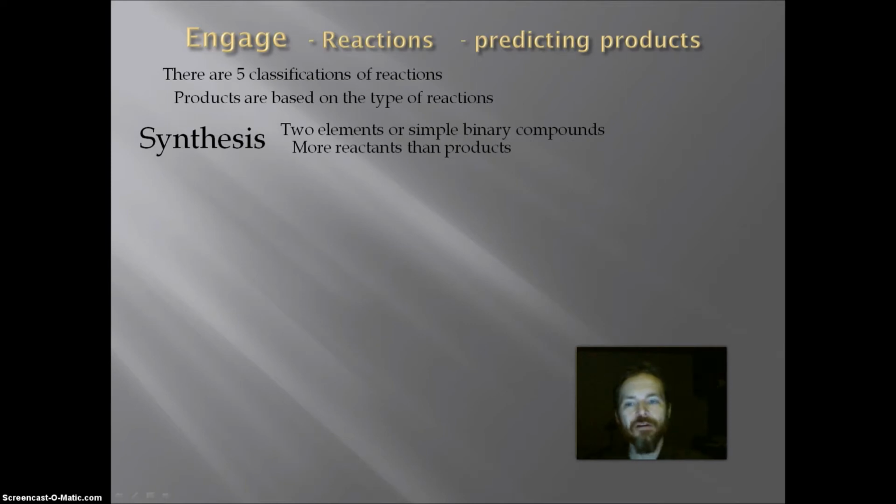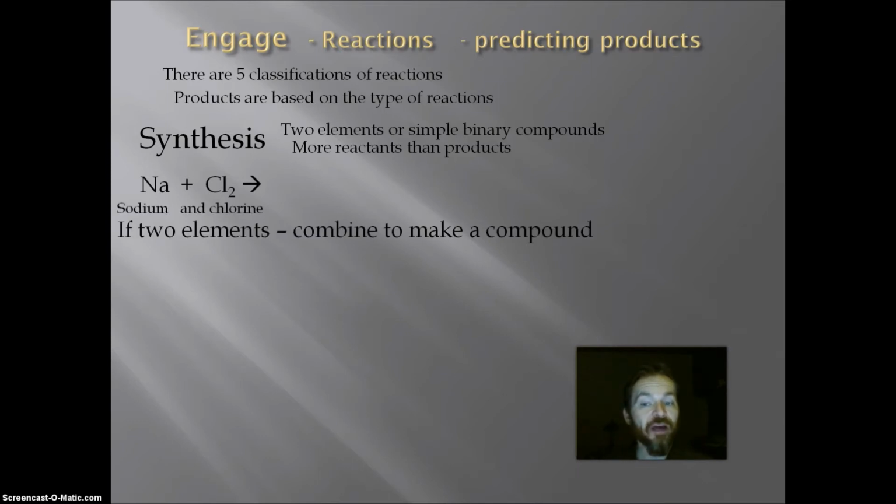Second type of reaction is a synthesis. That's where 2 elements or simple binary compounds come together. Remember, in a synthesis you want to have more reactants than products. One example is combining sodium and chlorine. In this example you see that we have 2 elements, and if we have 2 elements, combine them to make a compound. Sodium is a metal, chlorine is a nonmetal, so it's going to combine to make an ionic compound. In this case, that ionic compound would be sodium chloride.